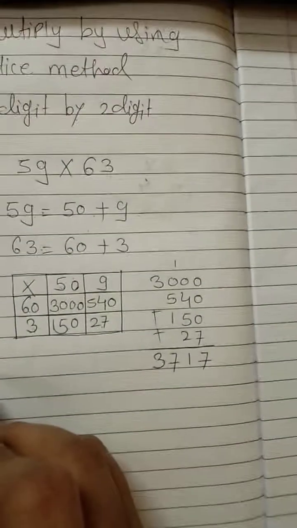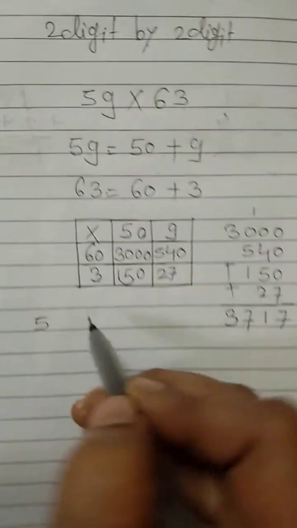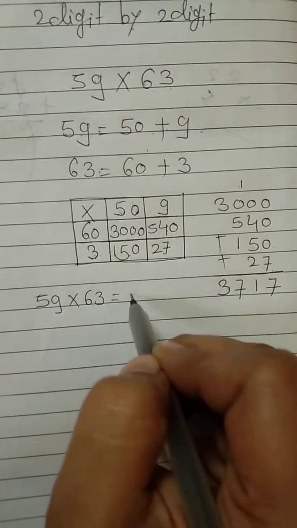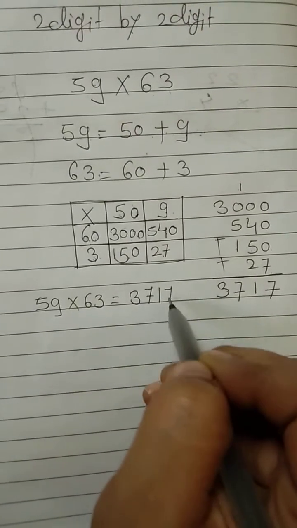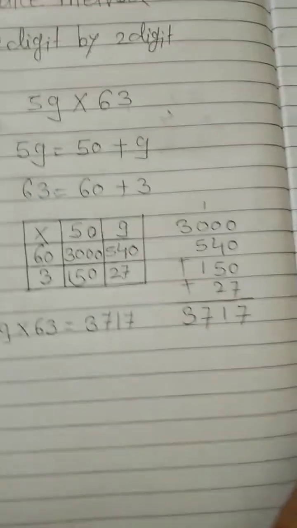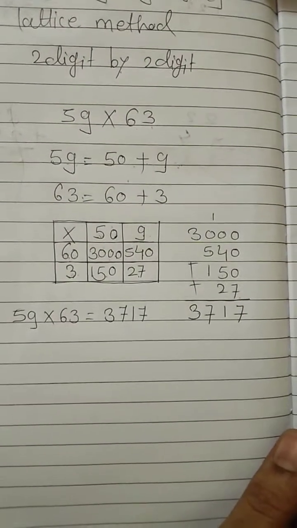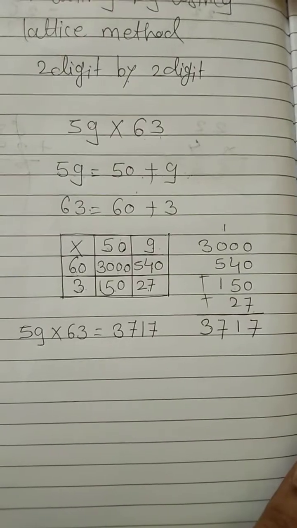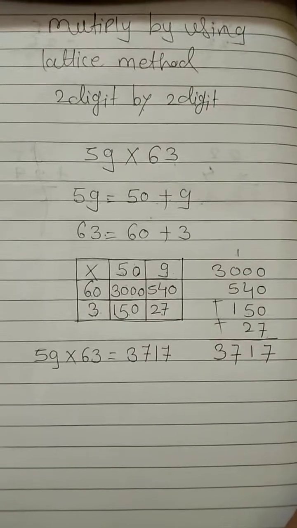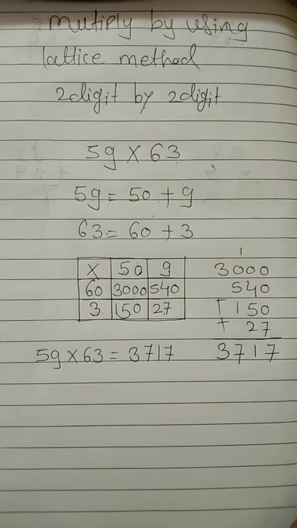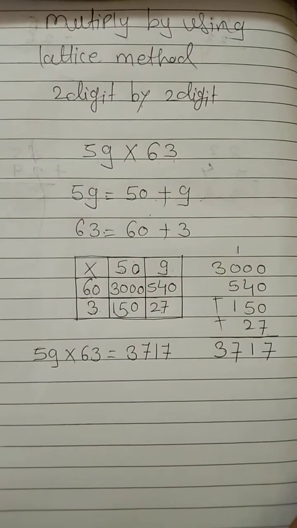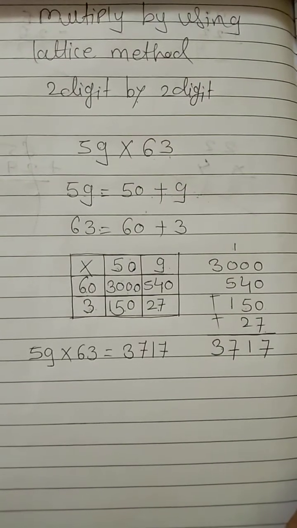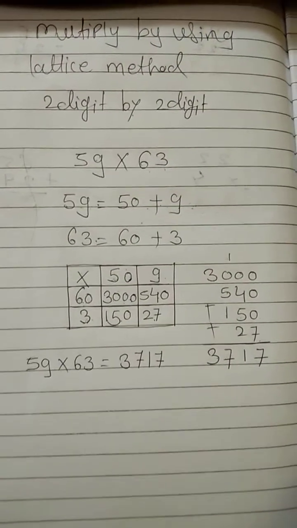Now your answer is: 59 multiplied by 63 is equal to 3717. This is your answer. Let's see, students, how the teacher has solved the 2 digit by 2 digit multiplication using the lattice method. It is very easy and it will definitely come in your exam also. Understand? Okay, I hope you understand.